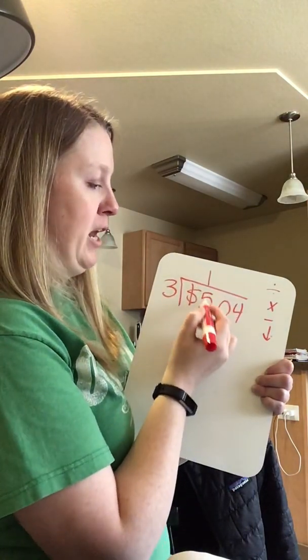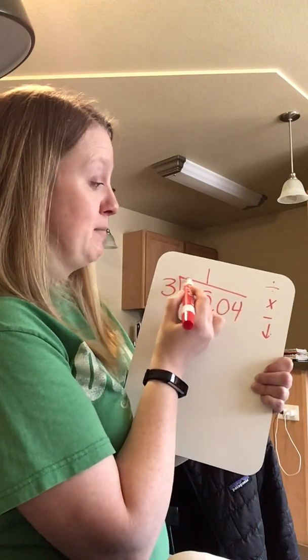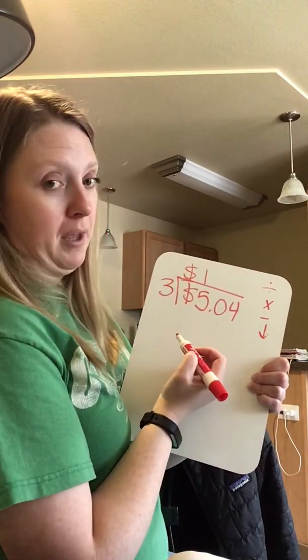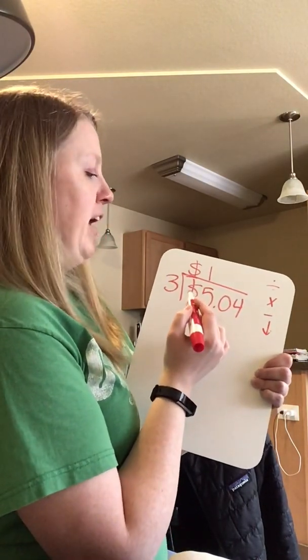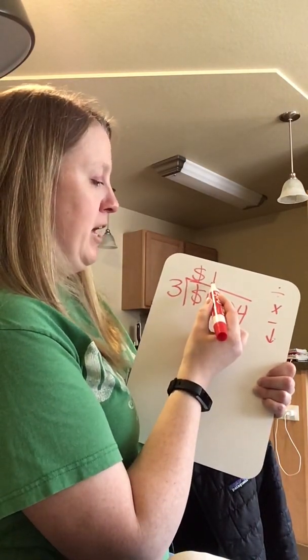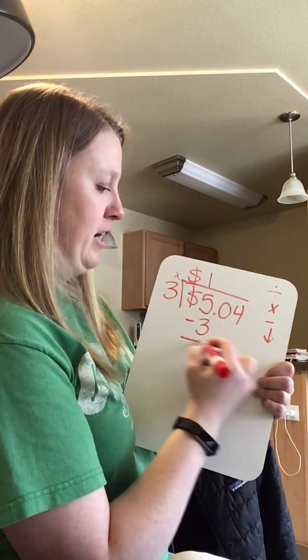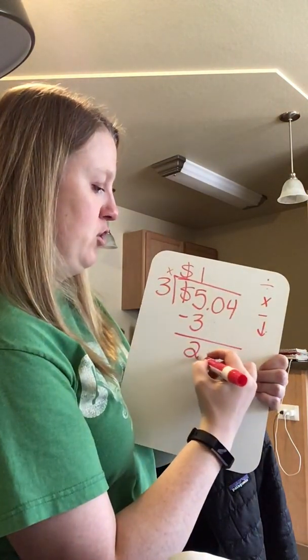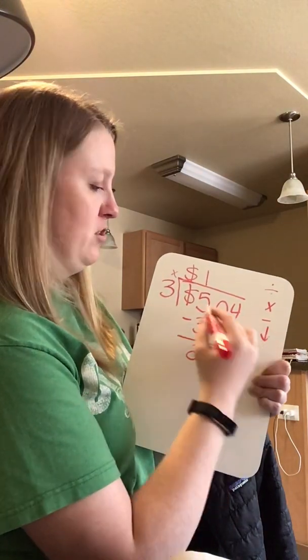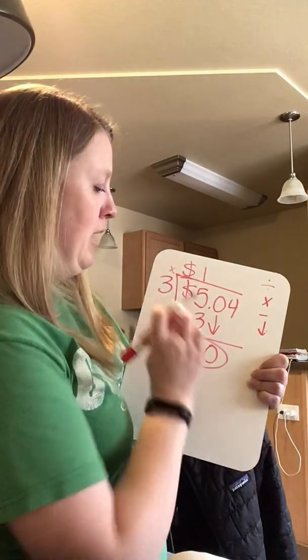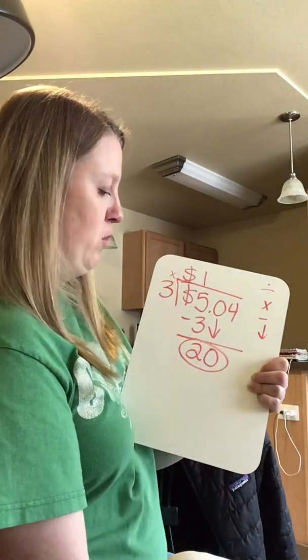I put that 1 right above the 5 because I'm leaving this space open for the dollar sign. If you wanted, you could even just put the dollar sign there right away. It's okay. Okay, so 3 can go into 5 1 time, which makes, 3 times 1 makes 3. Subtract. 5 minus 3 is 2. Bring down the next digit. Don't worry about the decimal point. Okay, start all over. How many times can 3 go into 20?